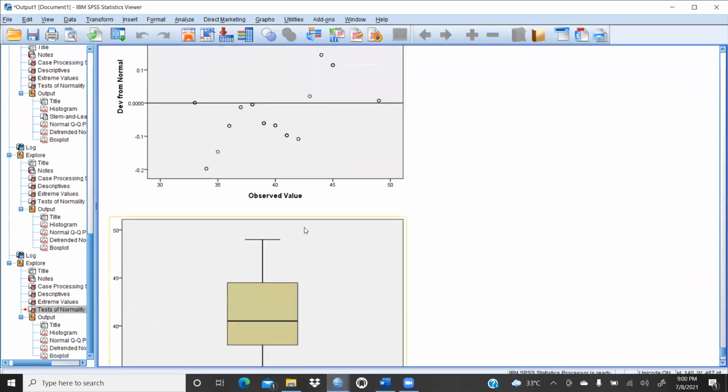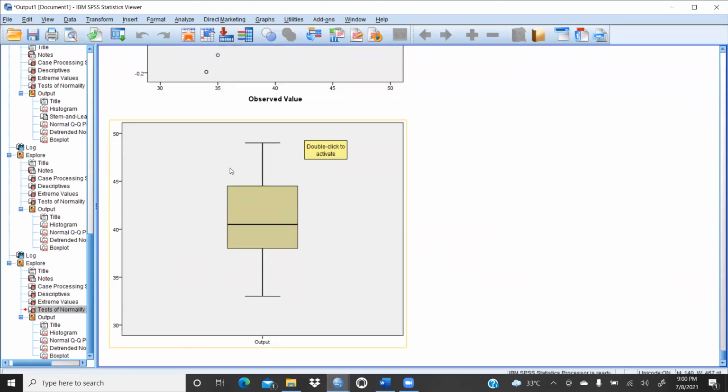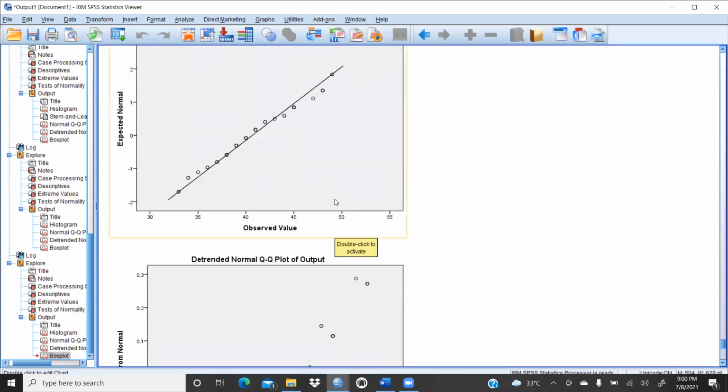In this box plot, you could see no outlier is here. Now I would like to show you, but before the box plot we will discuss the last one.